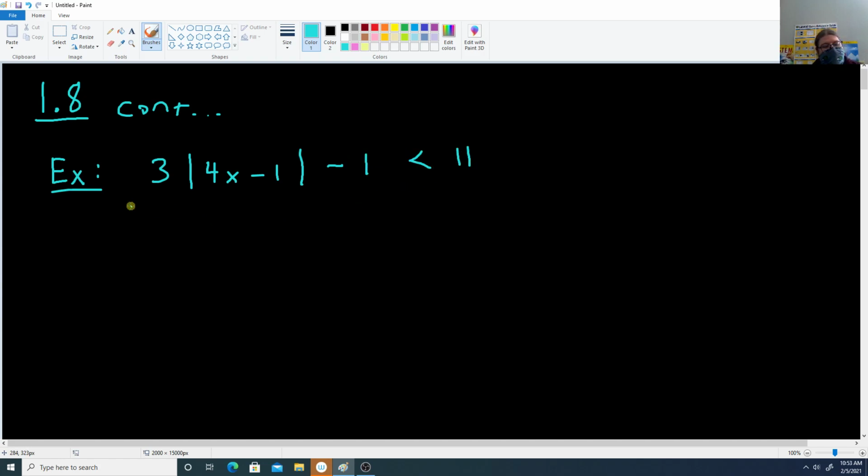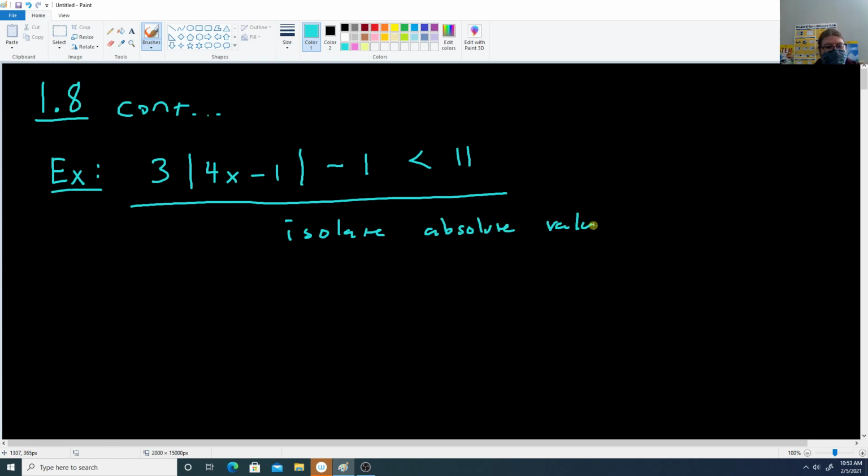So we have an absolute value inequality, but it's not compared to 0, or you don't have the absolute value part by itself. So what we're going to do with these types is first isolate the absolute value. In order to do that, we're going to add 1 to both sides here. So we get 3 absolute value of 4x minus 1 is less than 12.